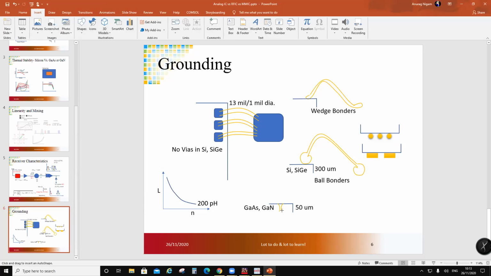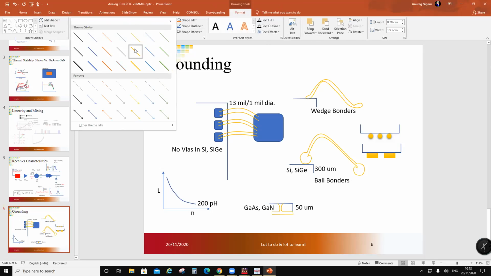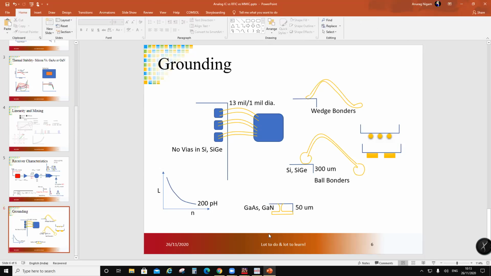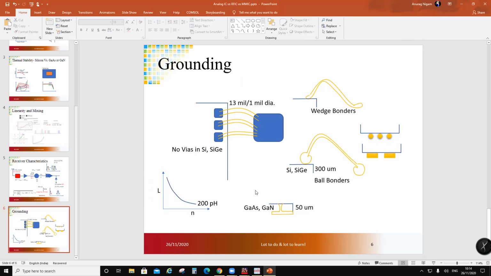So let me just draw that so that it looks like a metal. The back plate is metal. Okay, so there is back plating on gallium arsenide, and this back plating is not there in silicon germanium. So these are the grounding issues.